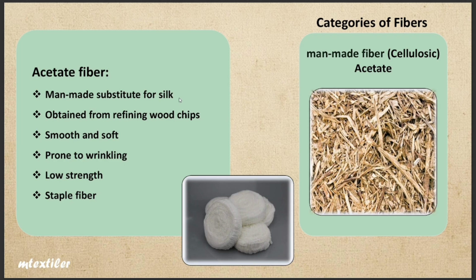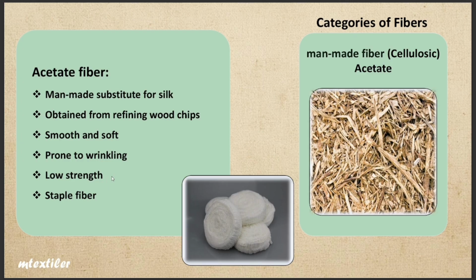If polyester fibers are manufactured with a cross-section similar to silk, they can replicate the feeling that silk fabrics provide. However, in terms of hydrophilicity, polyester fibers inherently lack this property. Obtained from refining wood chips, smooth and soft, prone to wrinkling, low strength. Because these are regenerated fibers and highly hydrophilic, their overall strength is not considered high. Therefore, if a fiber has one desirable property, it may compromise other positive properties.